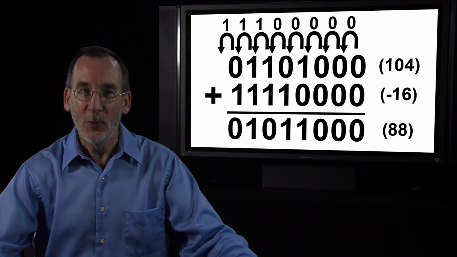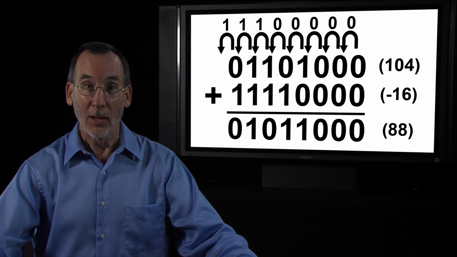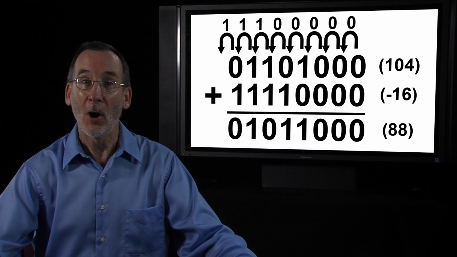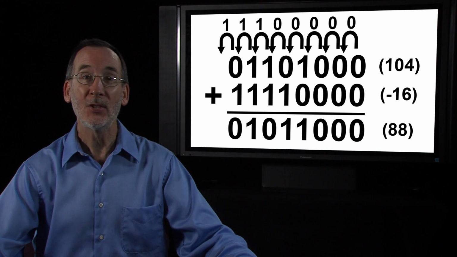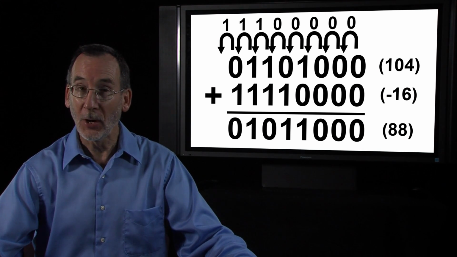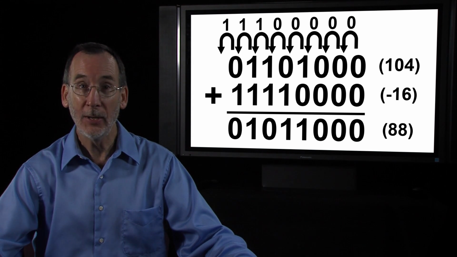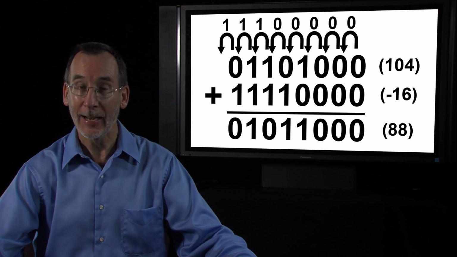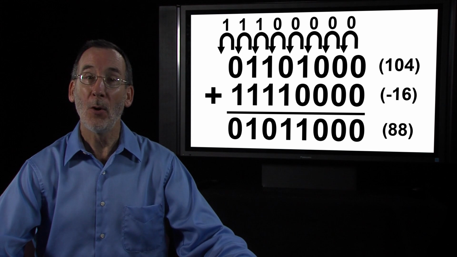We're going to start by reviewing binary addition. Let's look at an example. Here I have 104 and I'm adding minus 16. Now if you remember, we start from the right and we add each position and we propagate carries to the next position. Now here I've shown all of the carries.